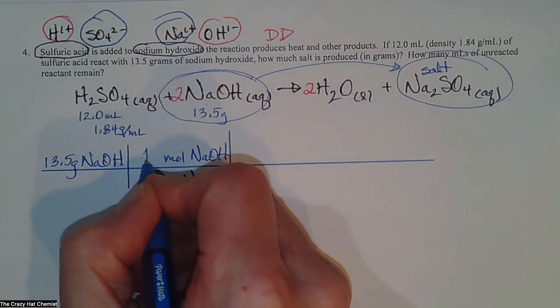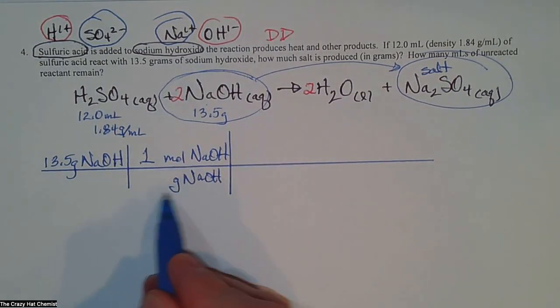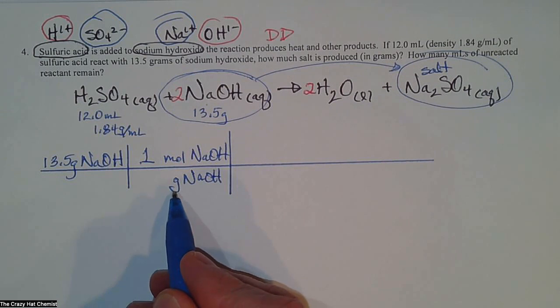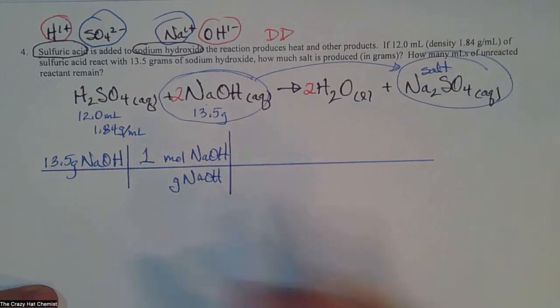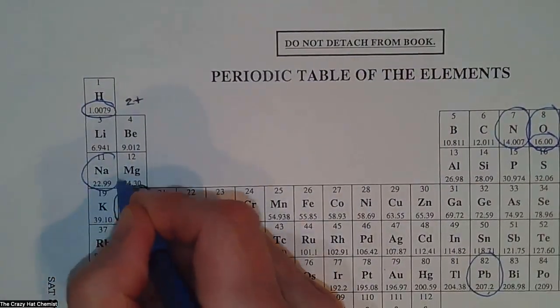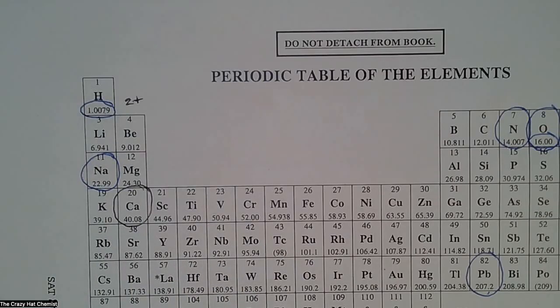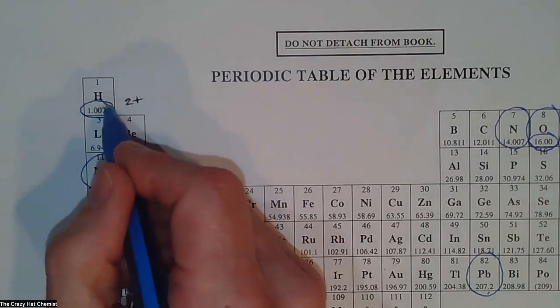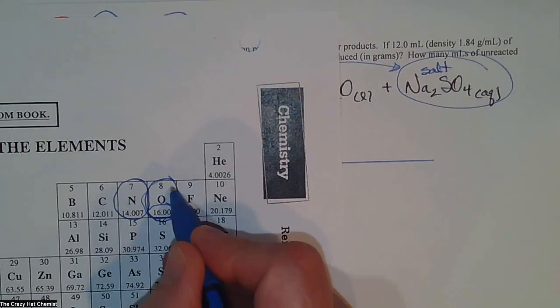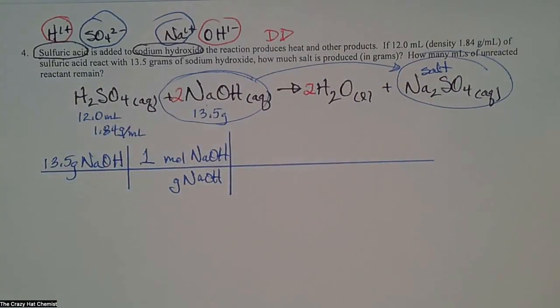The number in front of the mole is a 1, and then the number here in front of the mass is the molar mass. So I'm going to find sodium on my periodic table. That is right here. The molar mass of that is 22.99. The molar mass of hydrogen is 1.0079. And then the molar mass of oxygen is 16.00. I'm going to sum up those 3 numbers. I don't need to do any multiplication because there's only 1 of each.